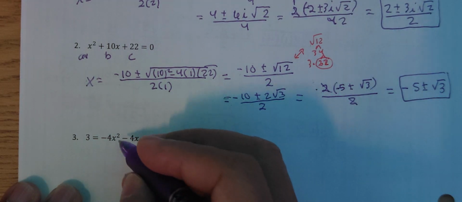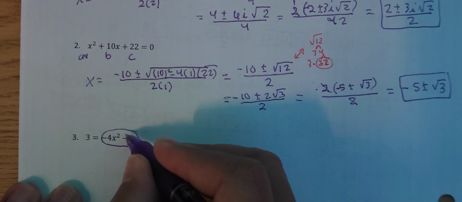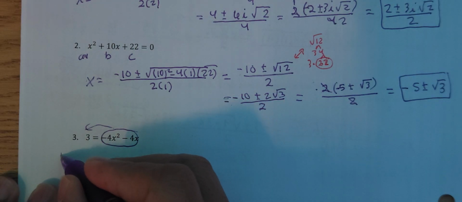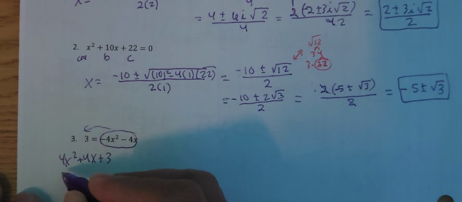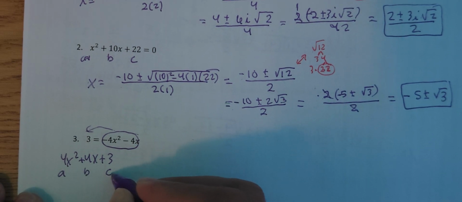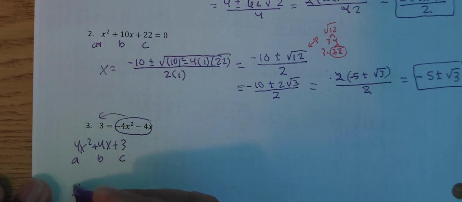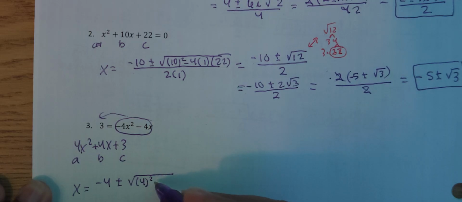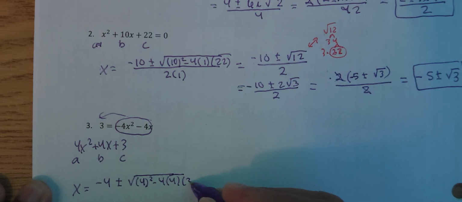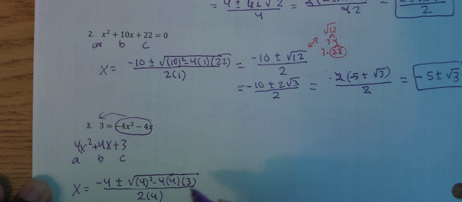All right, the last example. So I'm going to jump all of this to the other side. Then this becomes 4x squared plus 4x plus 3. So this is a, this is b, and this is c. Let's apply the quadratic formula. So x equals the opposite sign of b. In this case, that's negative 4, plus or minus the square root of b squared, which is 4 squared, minus 4 times a, which is 4, times c, which is 3. And this is all over 2 times a, which is 4.